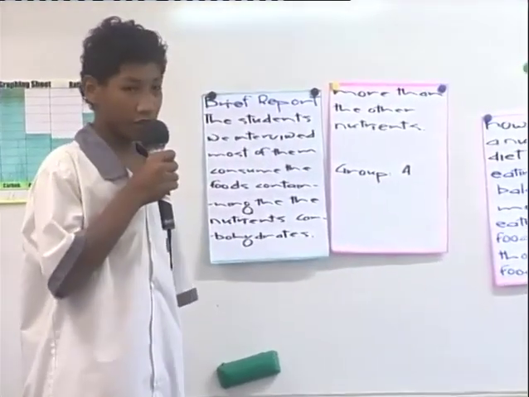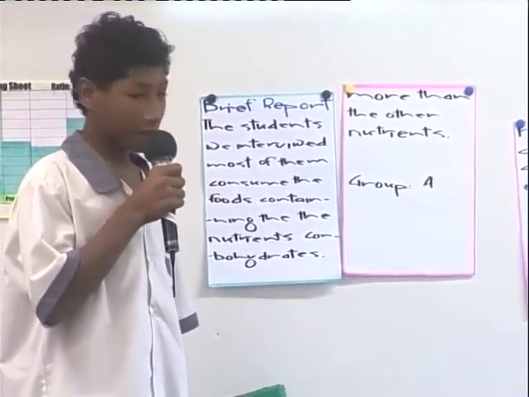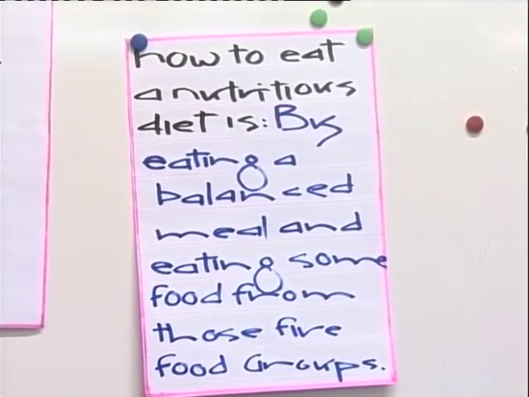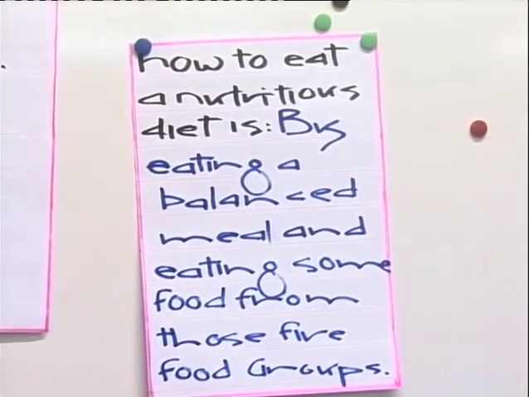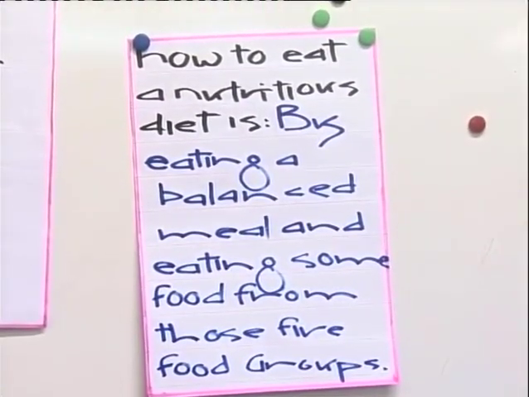How to eat a nutritious diet is by eating a balanced meal and by eating some food from those 5. Good, thank you. Group 5, move quickly. Group 6, get ready.